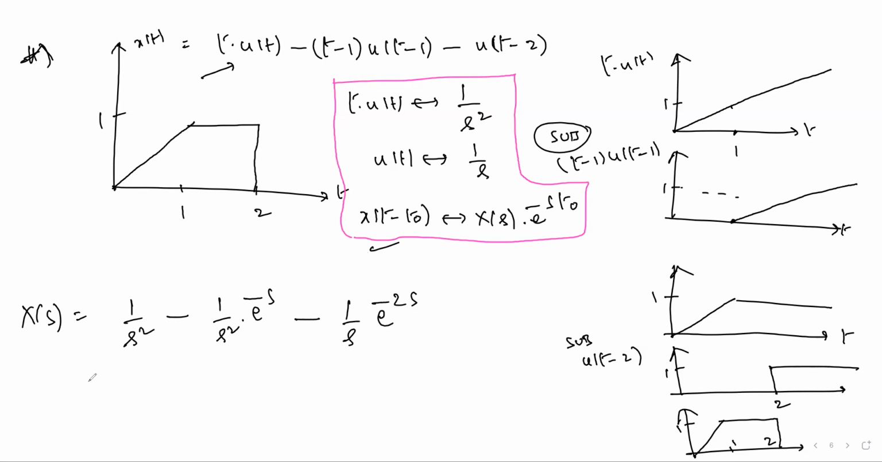Further, what we can do? We can change it to the required format. 1 by s square, we can take it common. Any other required format, whatever you want, you can modify into the required format. But single step, if you can convert the waveform into the known waveforms by waveform synthesis, you can get the Laplace transform very easily. This is also an important aspect.